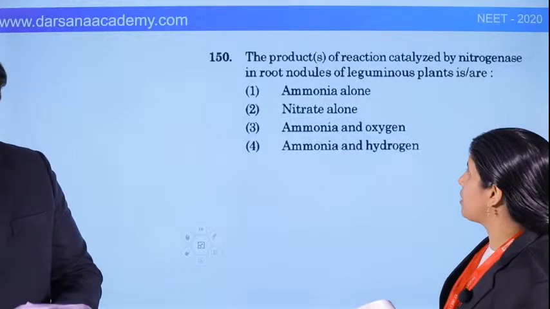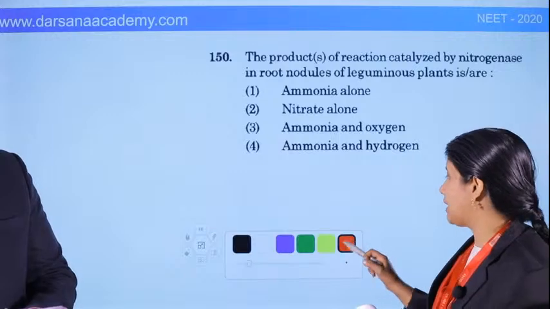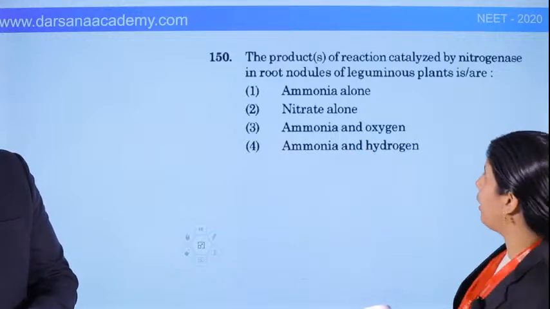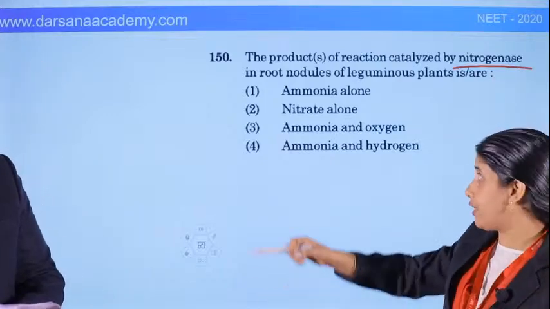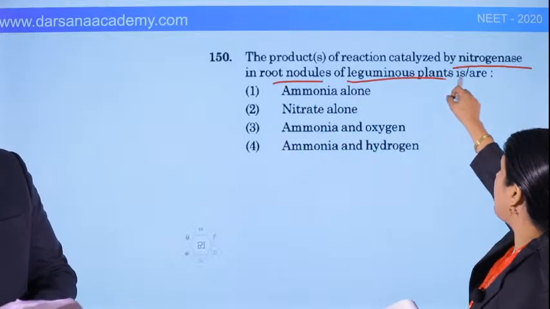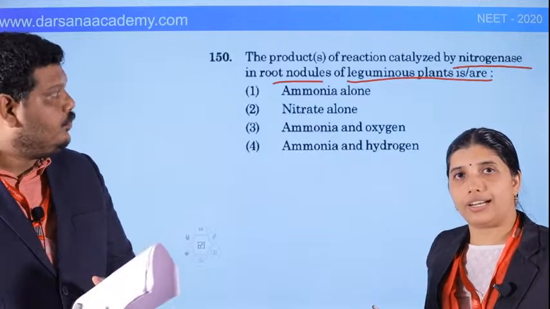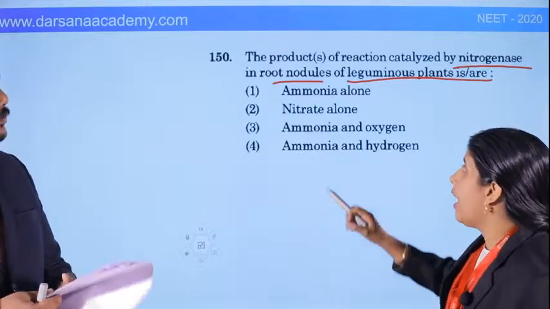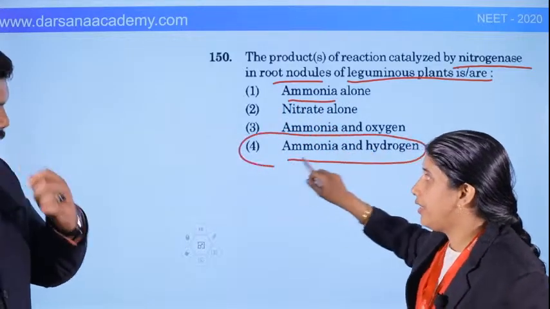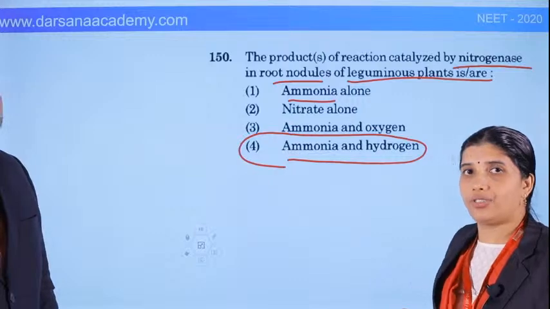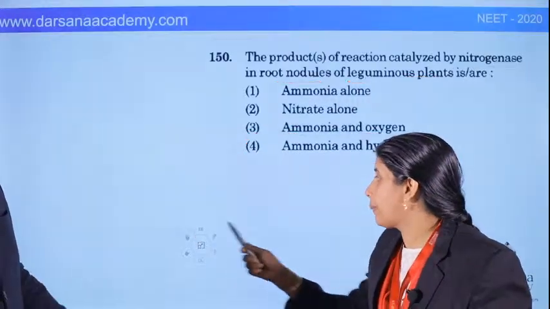And what about the next question? Yes, that is from mineral nutrition, related to the nitrogen cycle, which is very important. The product of the reaction catalyzed by nitrogenase helps in biological nitrogen fixation in the root nodule of leguminous plants. While we go through the equation of this biological nitrogen fixation, we can see that ammonia and hydrogen are there as the products. Therefore, the correct answer for this question number 150 is 4. So move on to the next one.